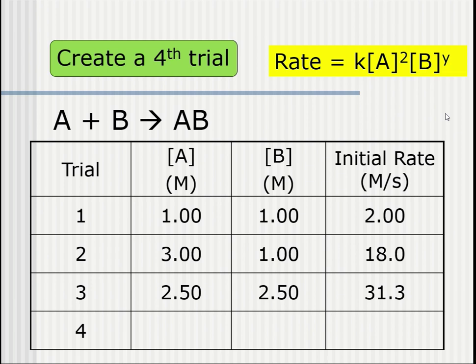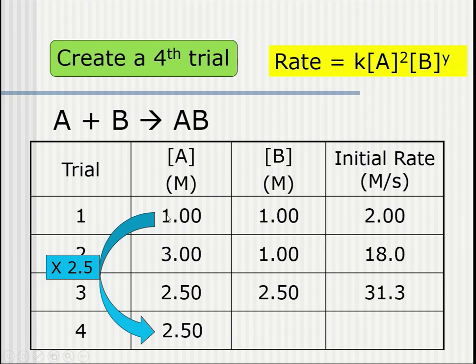Okay, now here's the part. We know what happens when we change A. We do not know what happens when we change B. So when we're creating a fourth trial, we have to use one of the other trials and change A, but not change B. So what I'm going to do is take trial 1 and multiply it times 2.5. Why 2.5? Because then it'll match trial number 3.